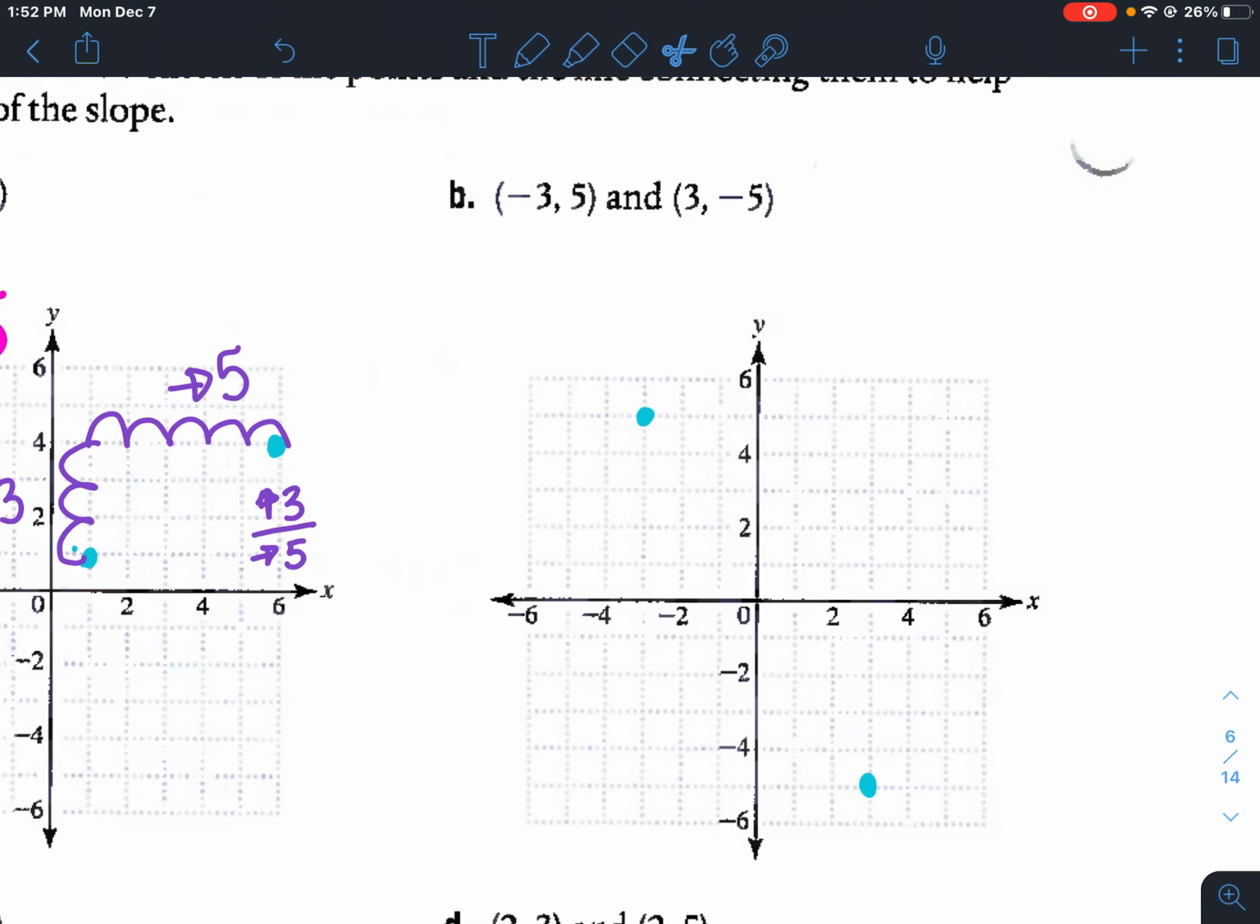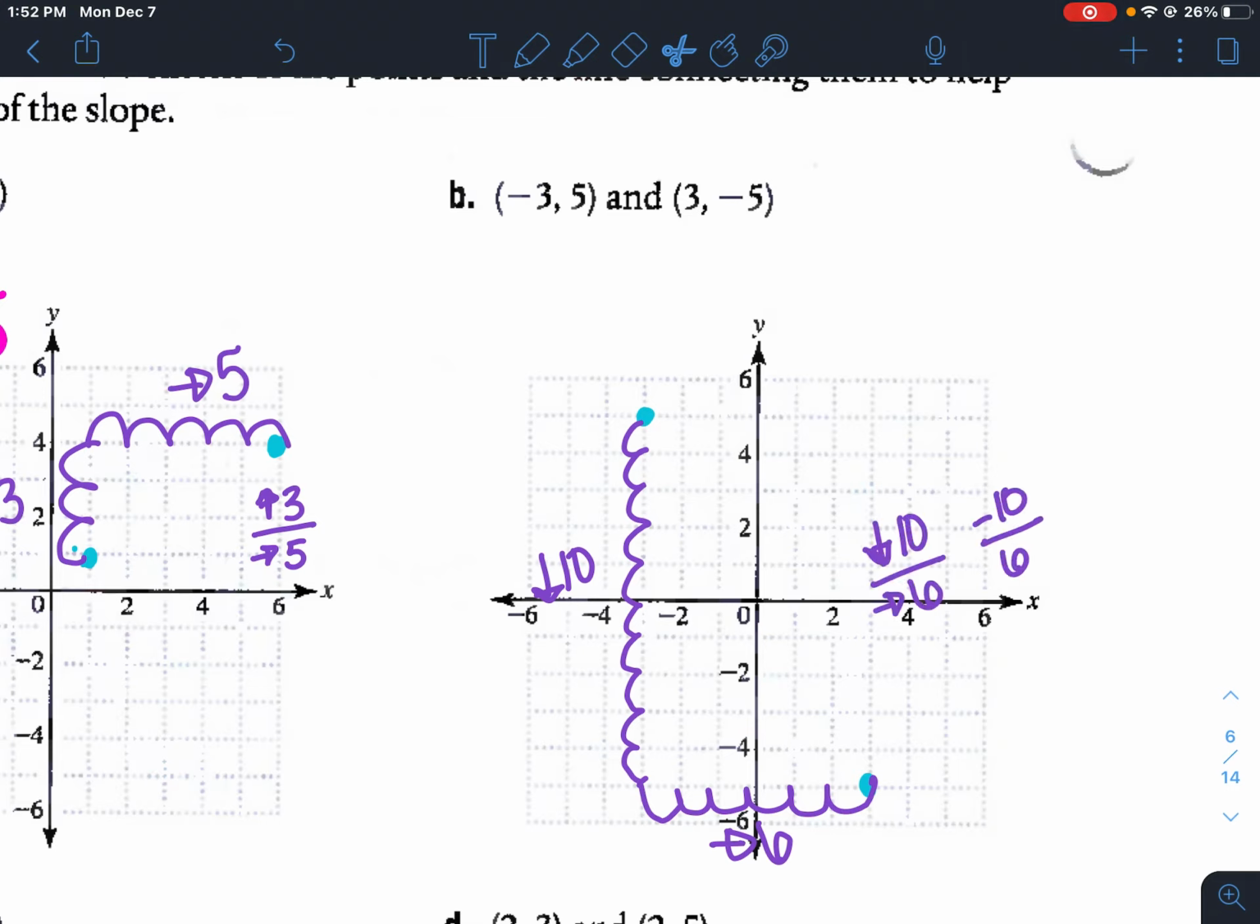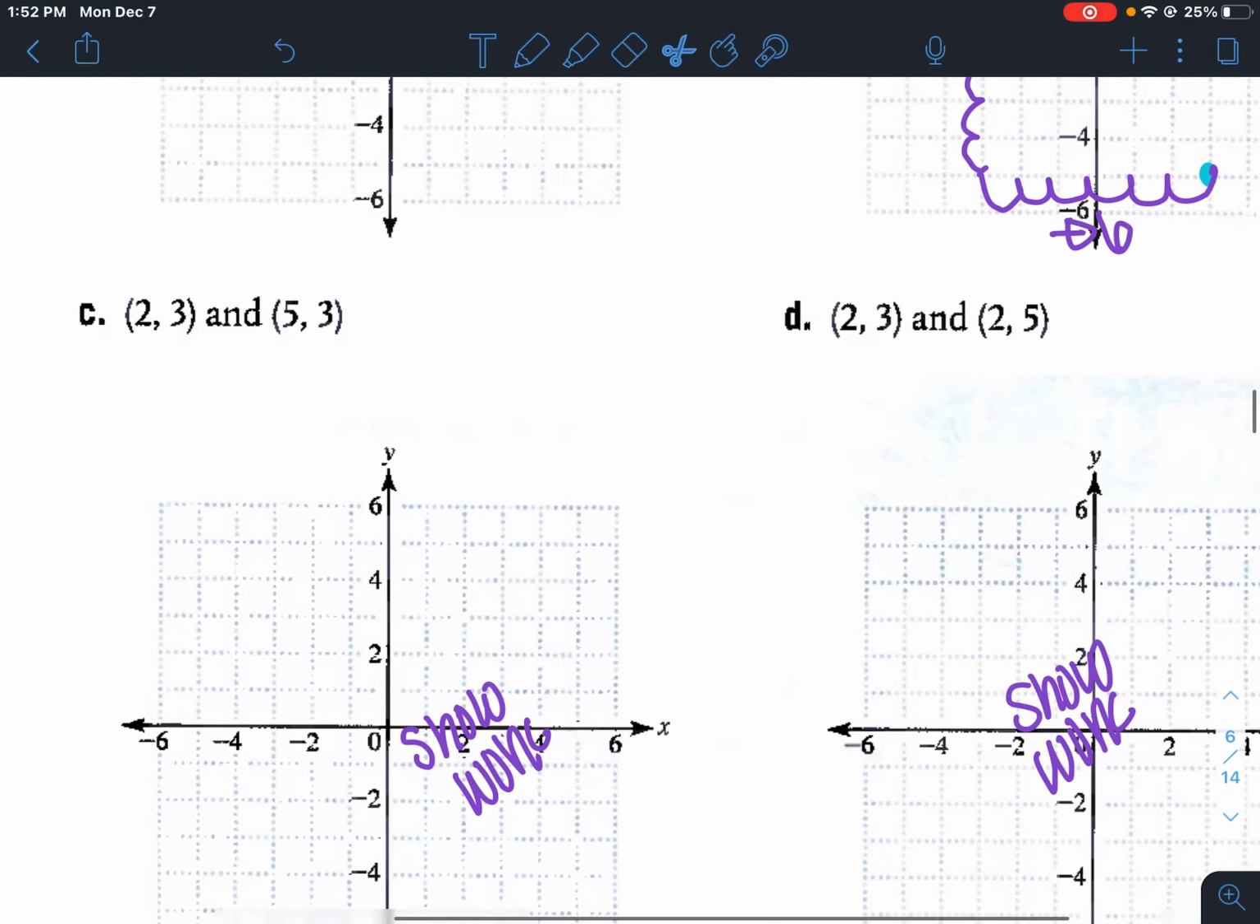Okay, then for B, same thing. I graphed my 2 points. I calculated how far I have to go up or down. I went down 10 units, and then I went to the right 6 units. And down 10 correlates to a negative 10, and right 6 is positive 6. So my slope is negative 10 over 6, and I can reduce that to negative 5/3.